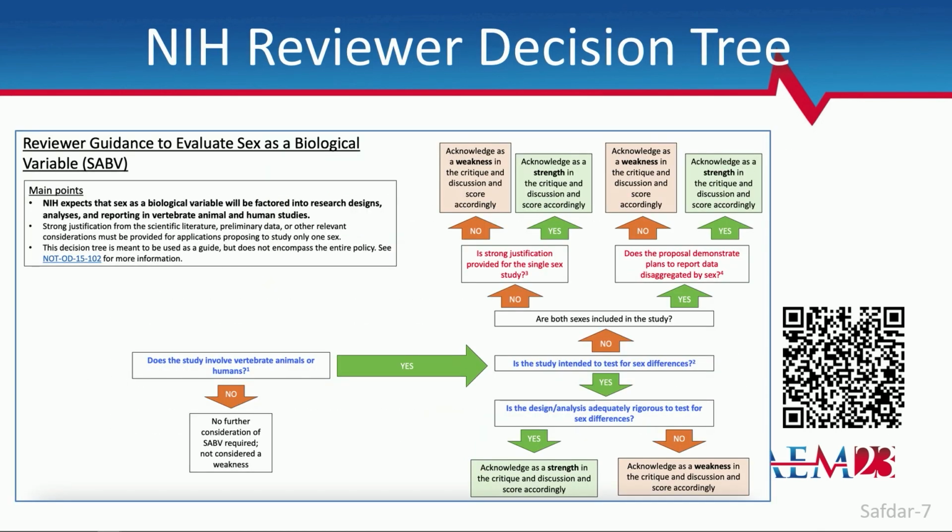But you should also know how the reviewers review this information. I thought this was helpful because the Office of Women's Health Research put it up, and I actually didn't know that. But it's really helpful to know how they look at it. So the first step they take is looking at whether the study involves vertebrate animals or humans. And if yes, then their next question is whether the study is intended to test for sex differences.